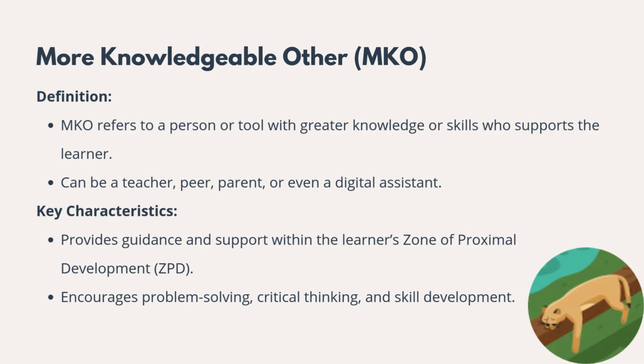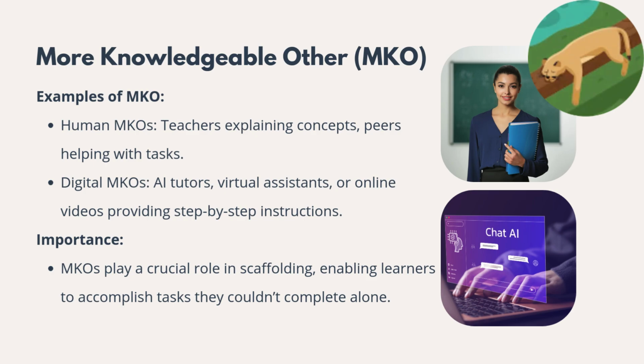First, guidance and support. The MKO's role is to offer guidance that aligns with the learner's needs. This could involve breaking down complex tasks into smaller, manageable steps or providing constructive feedback to refine the learner's approach. Second, skill development. MKOs focus on nurturing critical thinking and problem-solving abilities. For example, a teacher might encourage students to analyze different perspectives during a debate, fostering analytical skills and open-mindedness. Through their support, MKOs help learners move closer to independence, ensuring they are well equipped to handle similar tasks in the future.